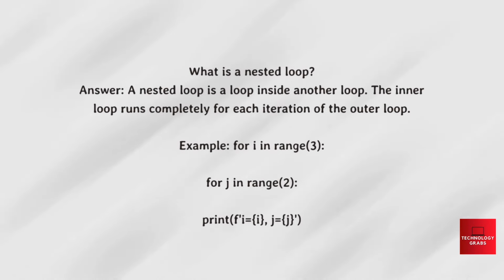What is a nested loop? Answer: A nested loop is a loop inside another loop. The inner loop runs completely for each iteration of the outer loop. Example: for i in range(3): for j in range(2): print(f"i={i}, j={j}").